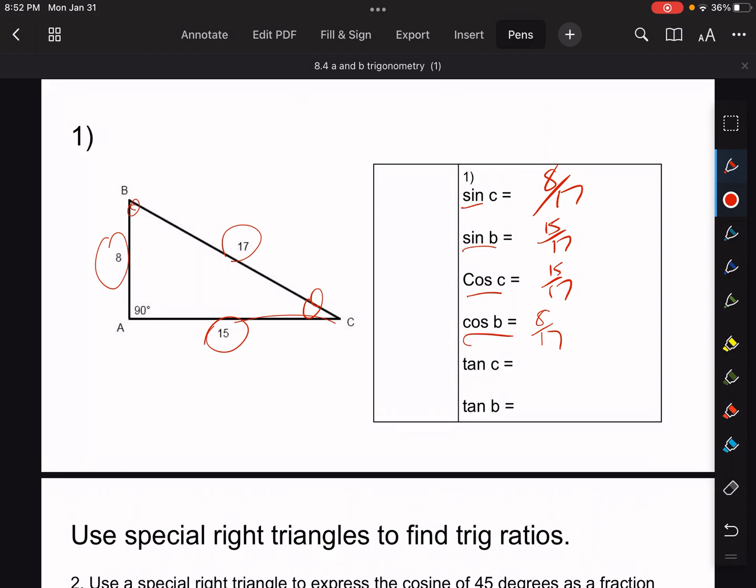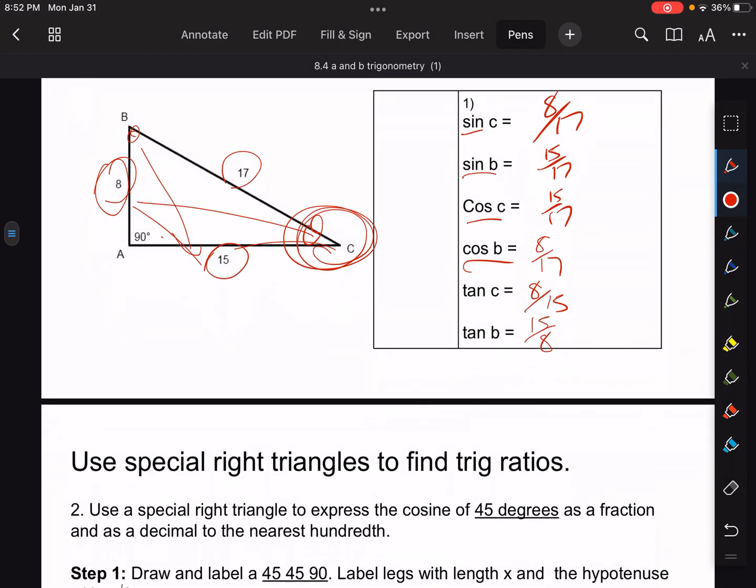And then for tangent, so the tangent of C, that means we're starting right here, opposite is 8, adjacent is 15. So we have 8/15. Then the tangent of B would be 15, opposite over adjacent, which is 8. Okay, so that's how you do number 1.